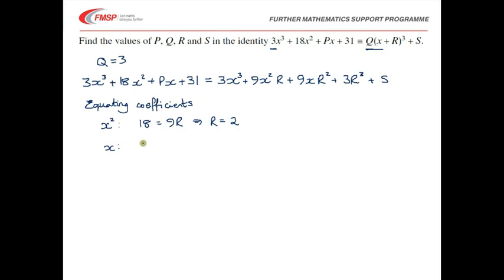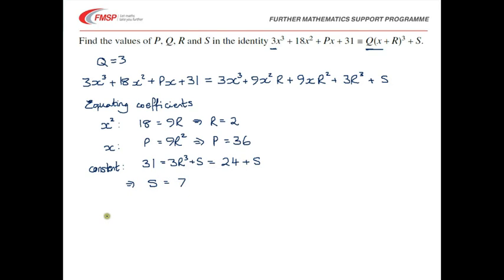Looking at the x terms, p must be equal to 9r squared, and we've just worked out that r is 2, so r squared is 4, so that makes 36. And then looking at the constant term, we have that 31 must be equal to 3r cubed plus s. R cubed is 8, 3 eighths is 24, so that's 24 plus s, and therefore s equals 7.